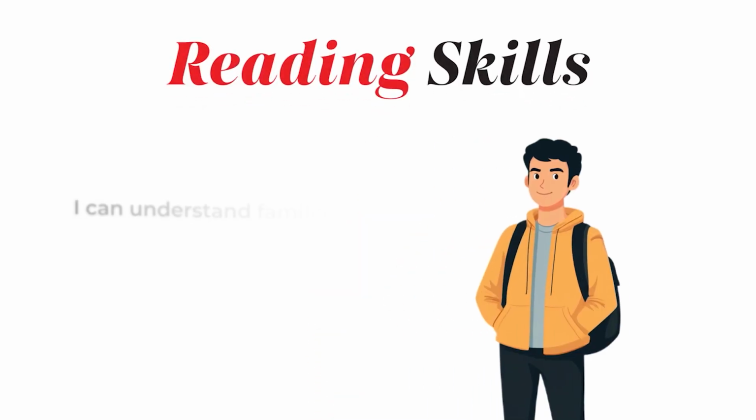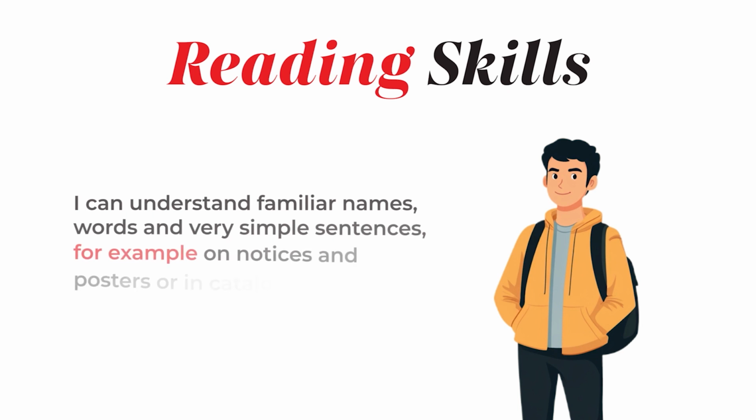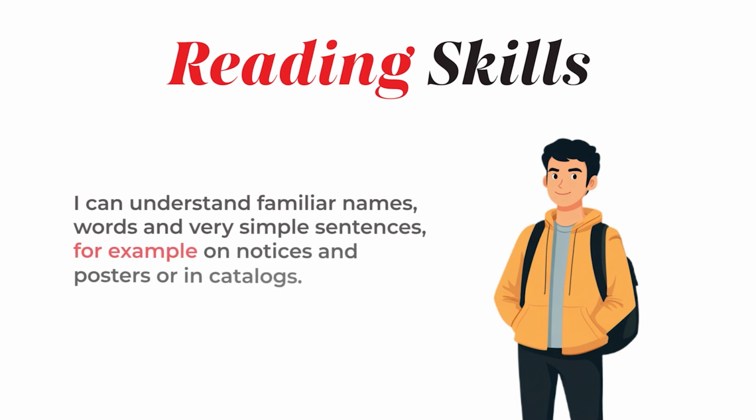Reading. I can understand familiar names, words, and very simple sentences. For example, on notices and posters or in catalogs. You aren't reading any big novels at this level, although the book Nachbar Nummer 5 by Angelika Bohn is a good one to try if you think you're up to the challenge. You should be able to get the general idea from a poster that shows the name of someone and then some basic information about an upcoming event, for example.